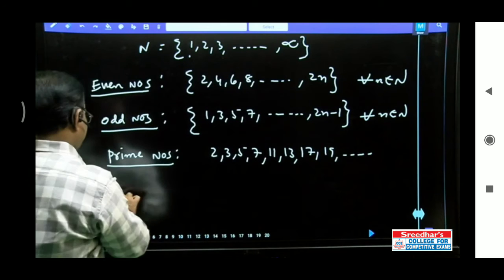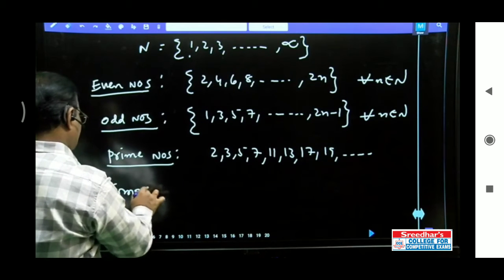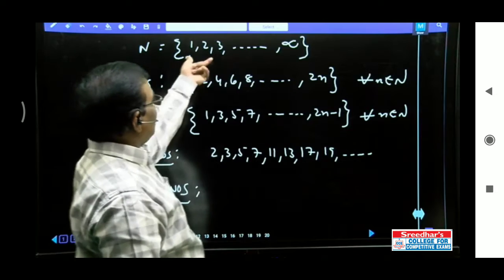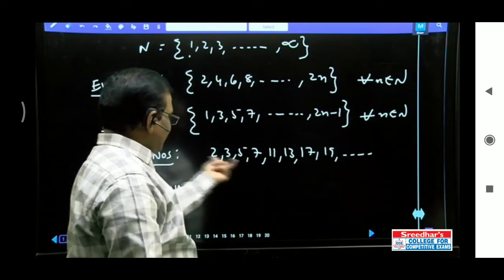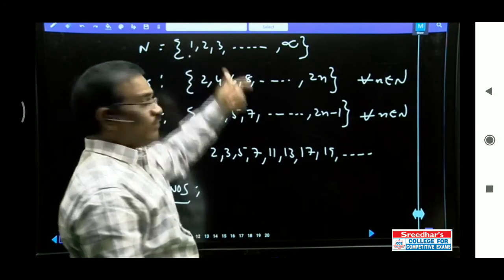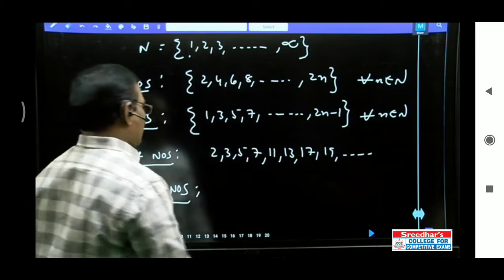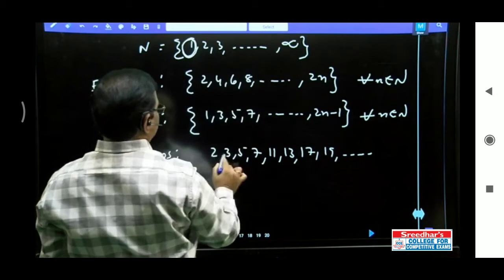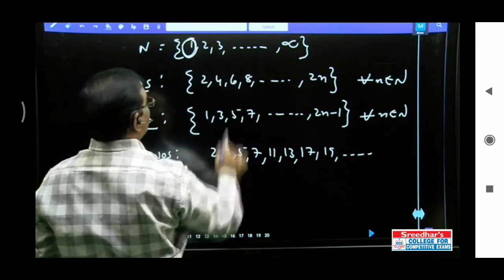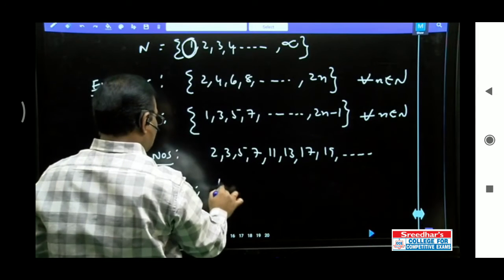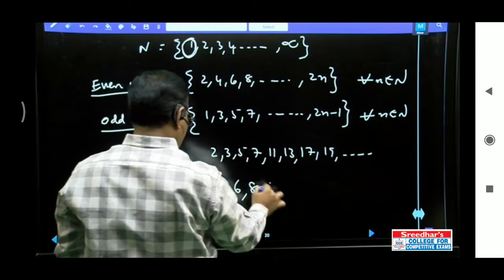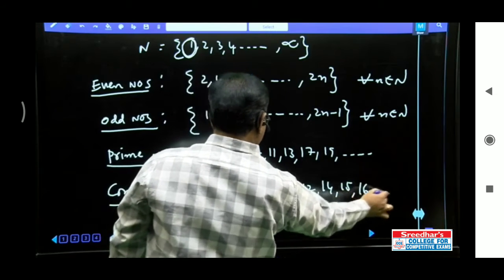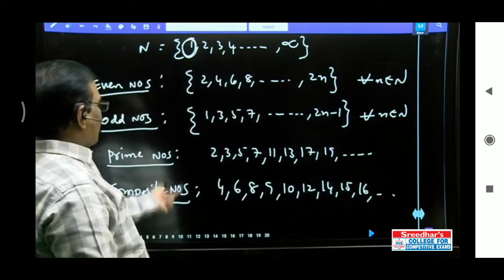Next, composite numbers. Natural numbers greater than 1 which have more than 2 factors are called composite numbers. They must be greater than 1. If a natural number has only 2 factors, it is prime; if it has more than 2 factors, it is composite. The least composite number is 4, then 6, 8, 9, 10, 12, 14, 15, 16. These are composite numbers.